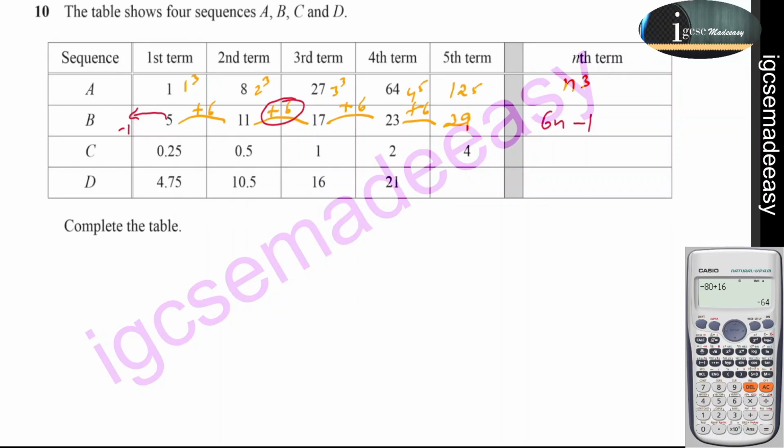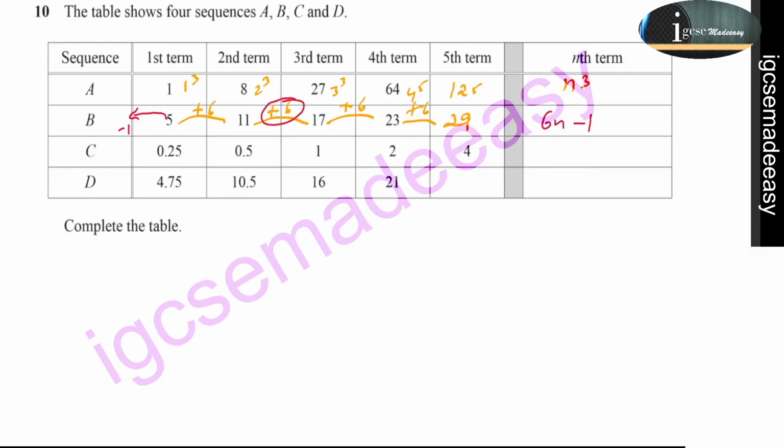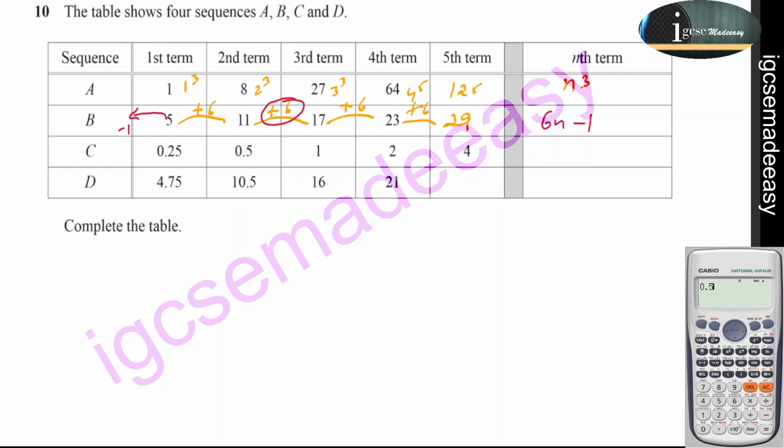And for this, you have to check for the geometric sequence. So we can divide 0.5 by 0.25, that gives you 2. If I divide 1 by 0.5, I'm getting 2 again, and 2 by 1 gives you 2, and 4 by 2 gives you 2. What is happening? We are having a geometric sequence, with division by 2.